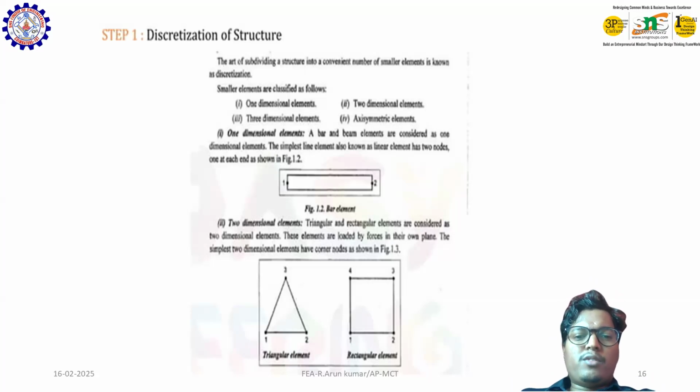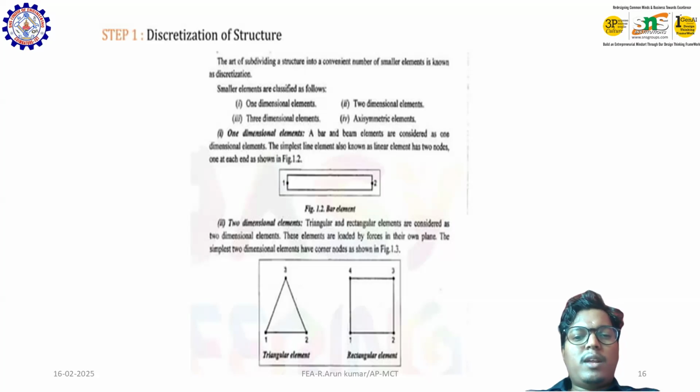First of all, the art of subdividing a structure into a convenient number of smaller elements is known as discretization. For example, if I consider a single rectangle as two elements, you could instead consider three, four, or five elements, whatever. If you have 100 mm, you have to cut it into any number of equal parts. That process is called discretization, where you convert the structure into small elements. That is the main part of discretization.